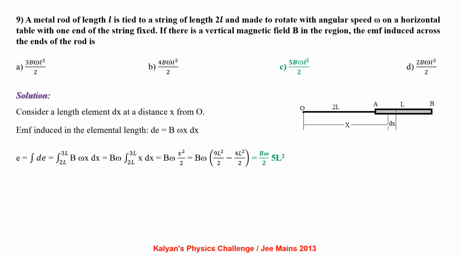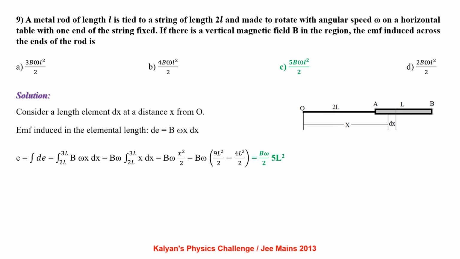A metal rod of length L is tied to a string of length 2L and made to rotate with angular speed omega on a horizontal table with one end of the string fixed. If there is a vertical magnetic field B in the region, the EMF induced across the ends of the rod is? Consider a length element dx at a distance x from O.